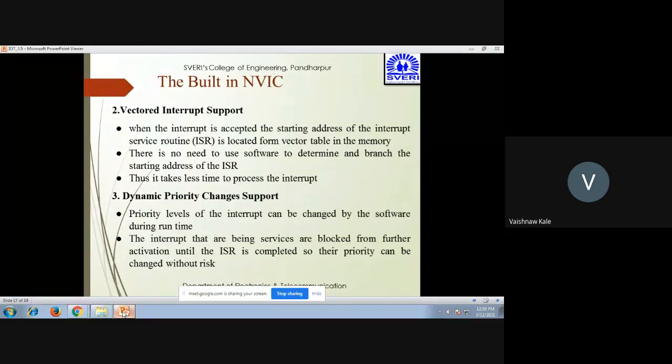Then the fourth one is dynamic priority changes support. The priority level of the interrupt can be changed by the software during runtime.